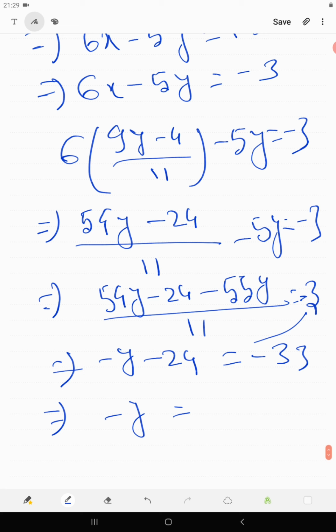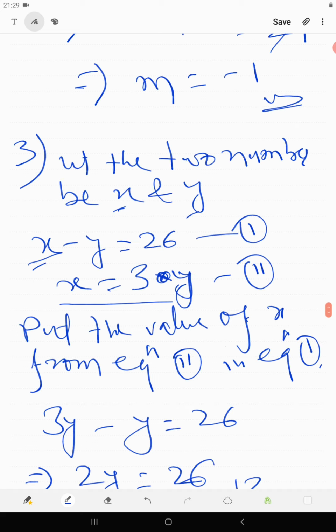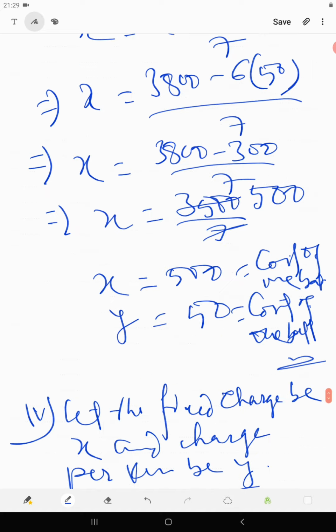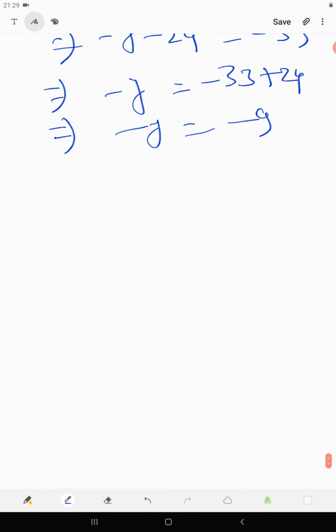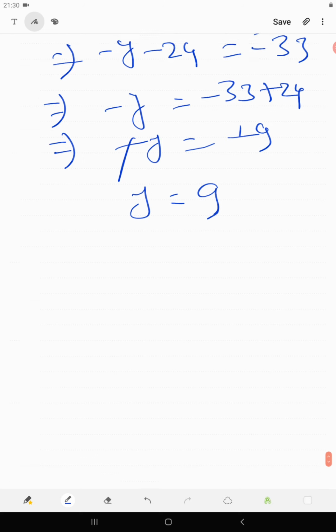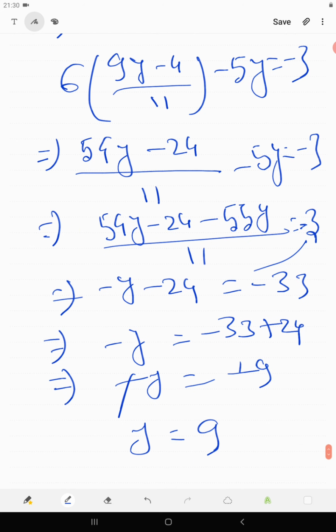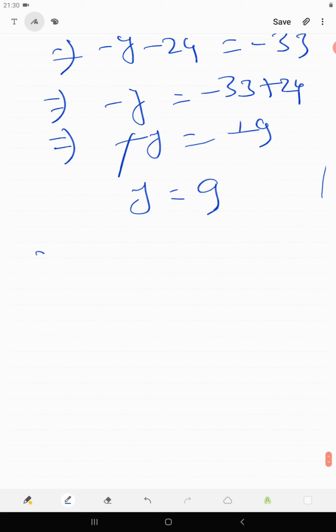So 54y minus 55y is minus y minus 24 equals minus 33. So minus y equals minus 33 plus 24. Okay, so minus y equals minus 9. Okay, so minus minus cancel out, we got y equals 9. Now put this y equals 9 in our equation 1. What is equation 1? x equals 9y minus 4 by 11. So x equals 9 into 9 minus 4 by 11.